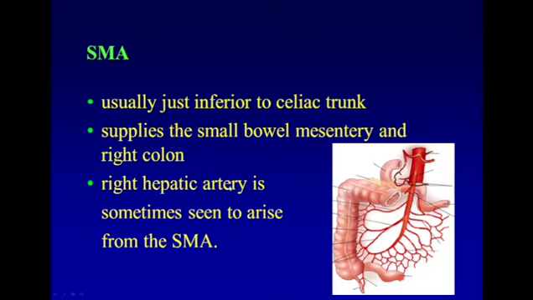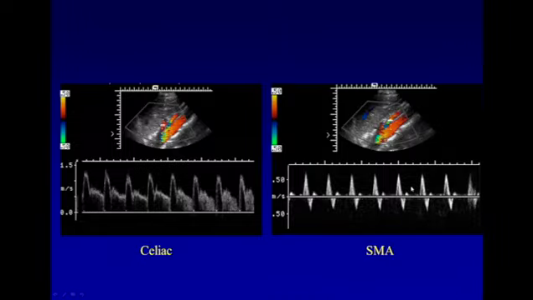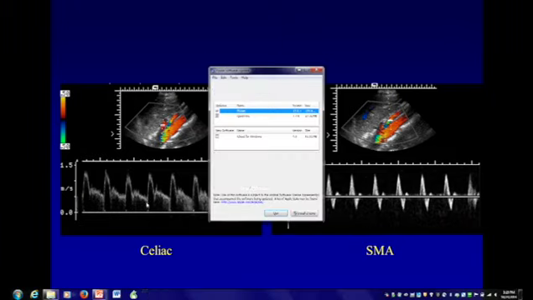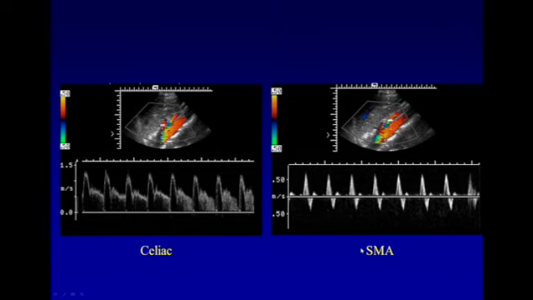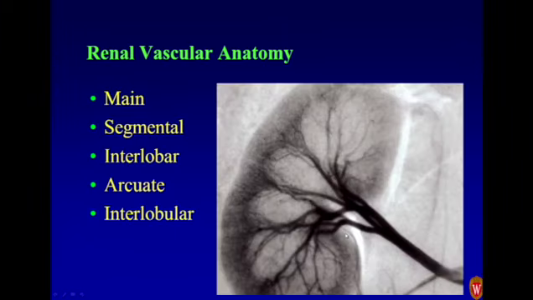Sometimes you can see a hepatic artery coming off the SMA. That's a replaced hepatic artery that occurs in a small percentage of patients. And again, two very different arterial waveforms. The celiac artery will have a low resistance waveform, and the SMA will have a high resistance waveform.